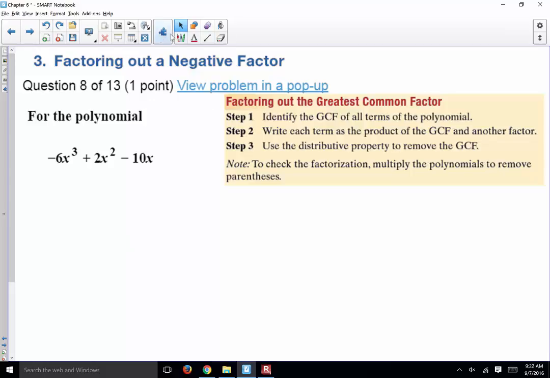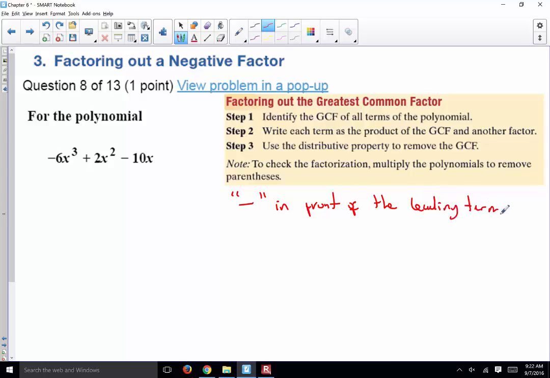But here is one fact I want to put here. We do not like a negative in front of the leading term. This minus should be taken care of. We do not like seeing a polynomial starting with a minus. What do I mean by the leading term? I mean the term with the biggest exponent. Which one is it? Here. Okay? So it's 6x cubed, but I see a nasty negative. I need to take care of it.